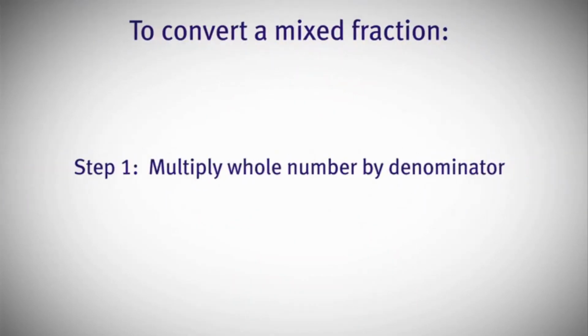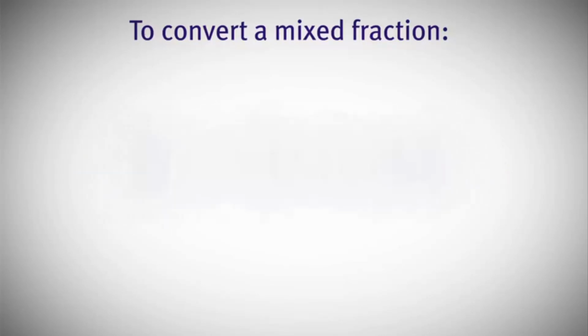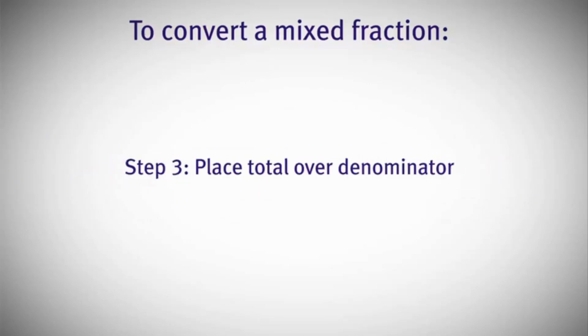Step number 1, multiply the whole number by the denominator. Then, step number 2 is to add the numerator. Step number 3 is to take that total and put it over the denominator.